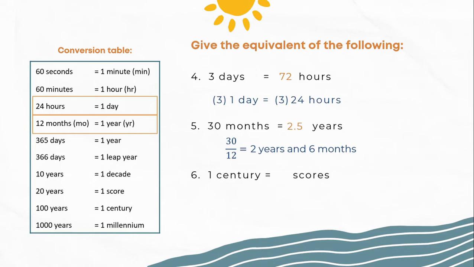Now, for number 6, we have 1 century. So 1 century is equal to how many scores? Before that, we only know that 20 years is equal to 1 score. So we should convert the century to years first. 1 century is equal to 100 years. Now it is in years. We can divide the number of years by 20 years to get the number of scores. So we have 5 scores.